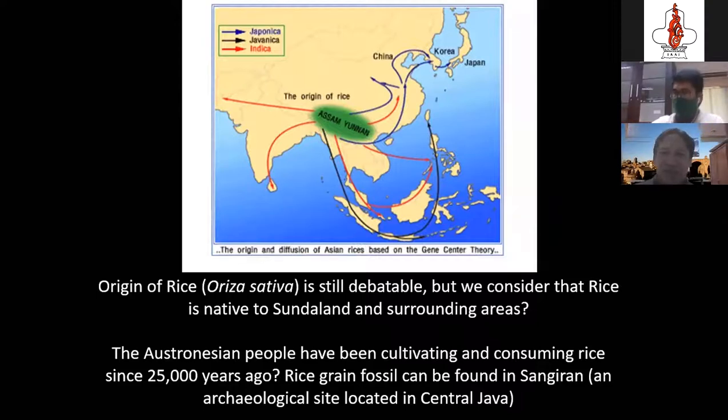Because the Austronesian people have been cultivating and consuming rice since 2,000 years ago. And rice grain can be found in Sangiran. Sangiran is an archaeological site located in Central Java, one of the biggest that Indonesia has. And in some studies, rice was invented 3,000 or 5,000 years ago, but there is another reference that the Austronesian people have been cultivating and consuming rice since 25,000 years ago.